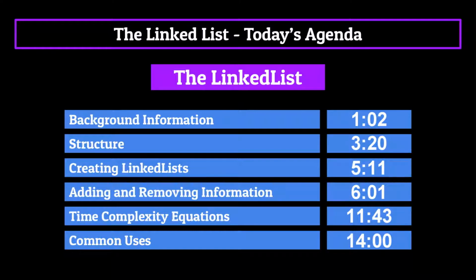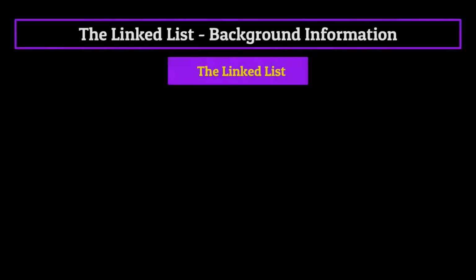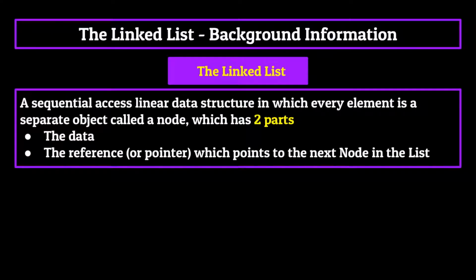But if not, let's address the elephant in the room. What exactly is a linked list? Well, to answer that, a linked list is a sequential access linear data structure in which every element is a separate object called a node, which has two parts, the data and the reference, also called the pointer, which points to the next node in the list. Wow, that is a pretty big sentence with lots of ideas within it. So let's break it down part by part.